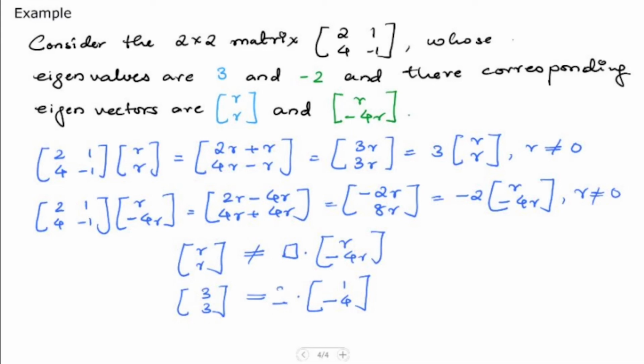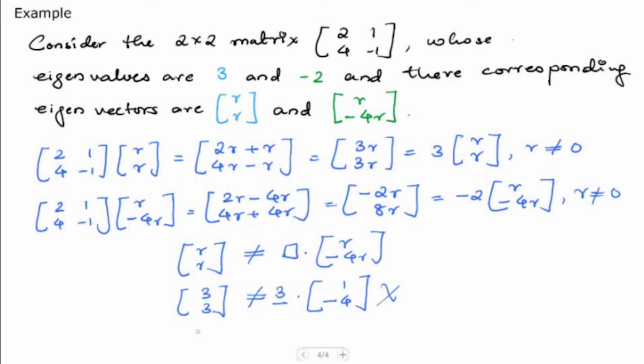So here we know if we multiply 3, then at the top we get 3 is equal to 3 times 1, which is 3. But below we get 3 is equal to 3 times minus 4, which is minus 12. So that's not true. So they are not equal.